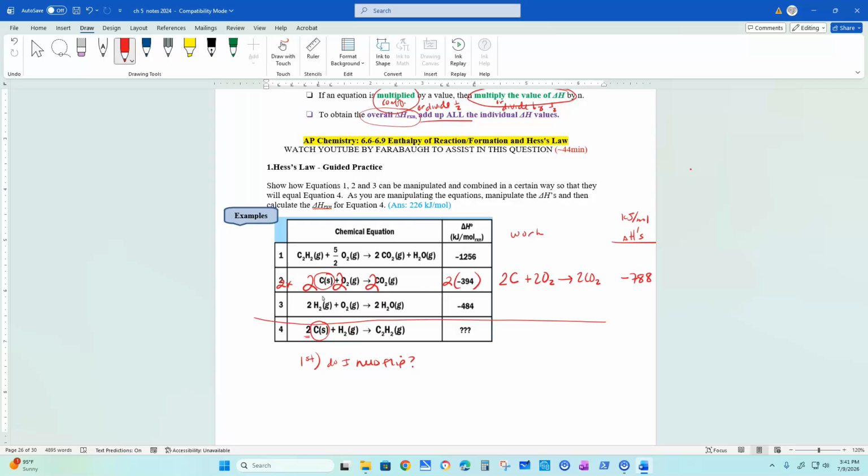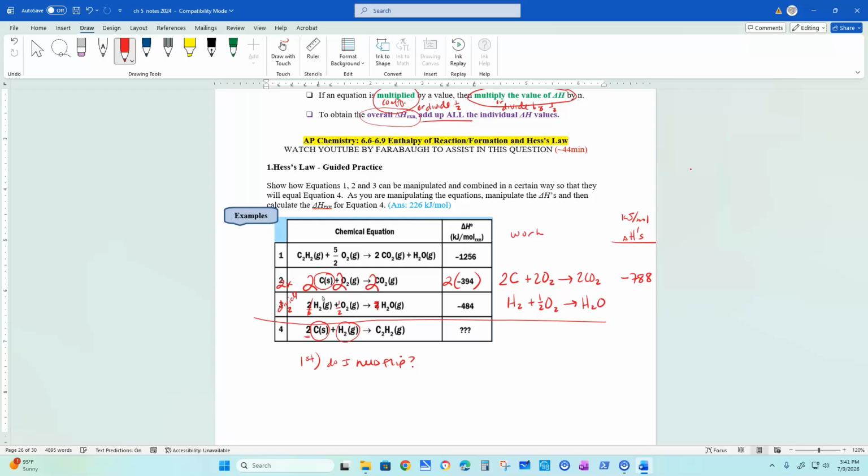Let's check the H2. I have my H2 on the reactant side, just like I have it right here, but I don't want 2 of them, and I don't see H2 anywhere else. So I'm going to tell AP, I'm going to divide by 2. So that means this 2 is gone. I'm going to have 1/2, and then that 2 is going to be gone. So I'm going to have H2, I'm going to have 1/2 oxygen, and then I'm going to have water.